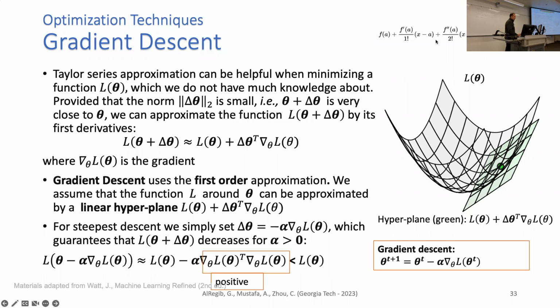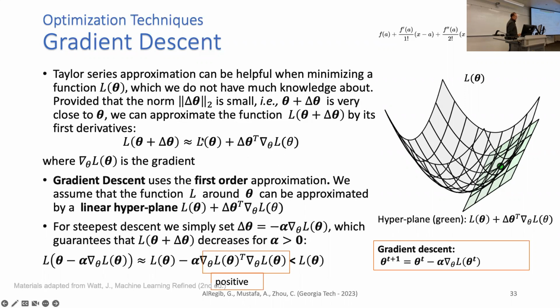What I'm actually doing is approximating my function using these two terms. That's gradient descent, right? I'm taking the first derivative here. That's my approximation. So when I'm doing gradient descent, I'm saying that if I change my theta by a small amount, delta theta, then my cost function can be approximated using L of theta plus the change in my theta, right? Times the gradient, or the change in my cost function.